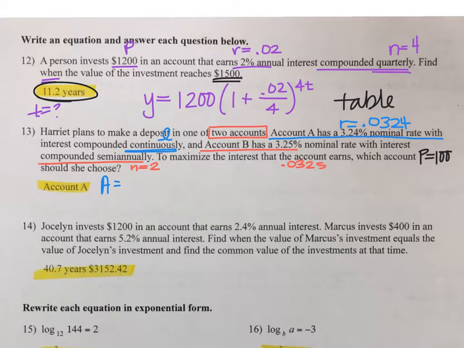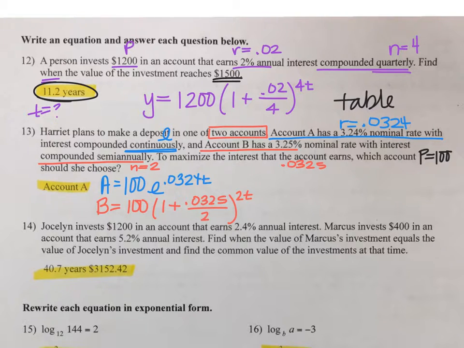So now let me come back to writing my equation for A. That means my equation is 100 times e to the RT power, 0.0324 t. And then my second account, account B, I'm going to start with the same amount. This time it's compounded semi-annually, so that's 1 plus R, 0.0325, over N, semi-annually is twice a year, to the NT power, so that's 2T.